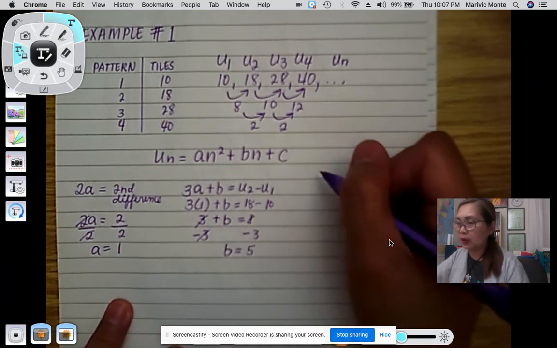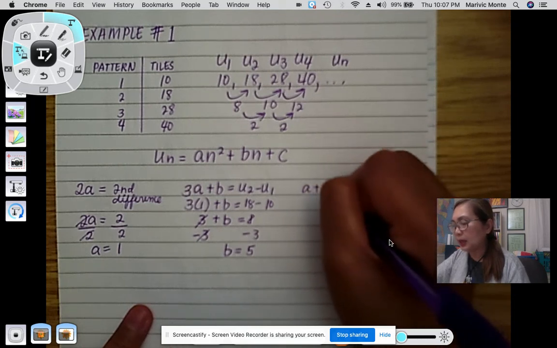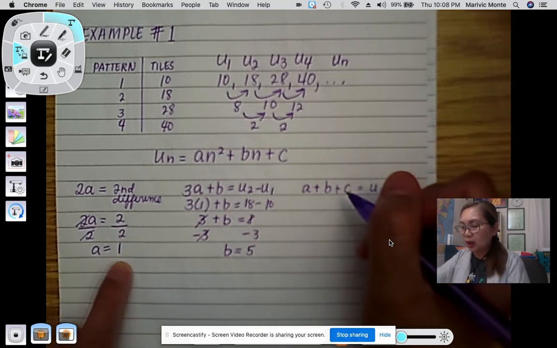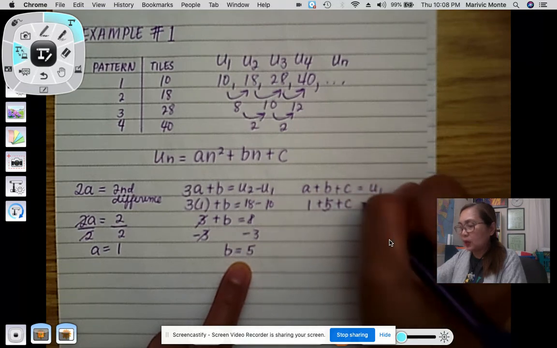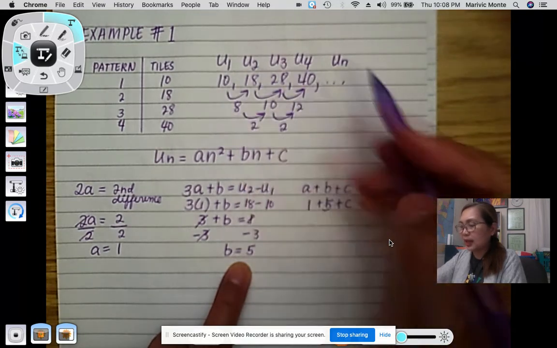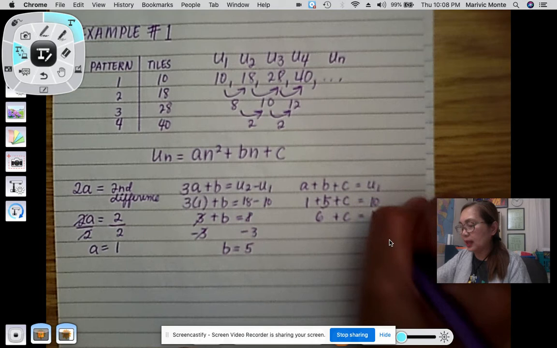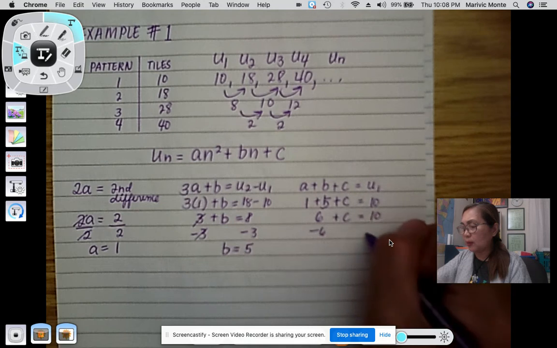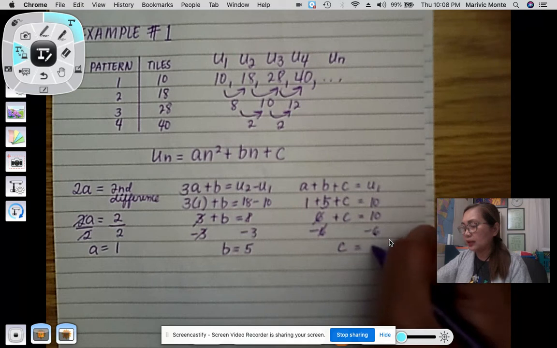So we only need to now look for c. And we have the other formula as a plus b plus c is equal to u of 1. And substituting 1 for a here and 5 for b plus c equals u of 1 is 10. 1 plus 5 is 6 plus c equals 10. And we want to get c by itself, so we subtract 6 on both sides of the equation. This cancels out, so we have c equals 10 minus 6 is 4.